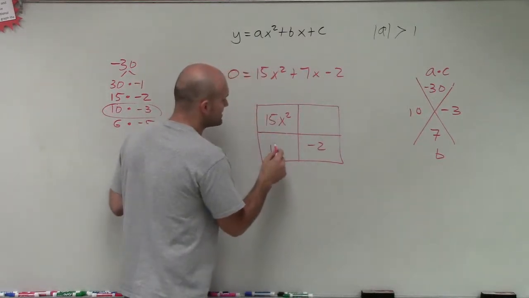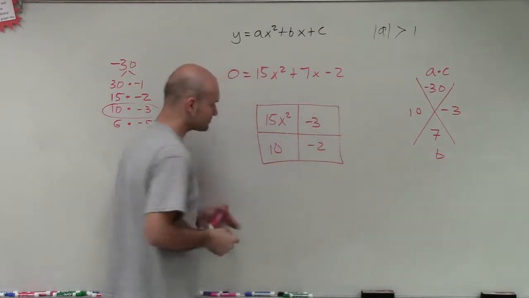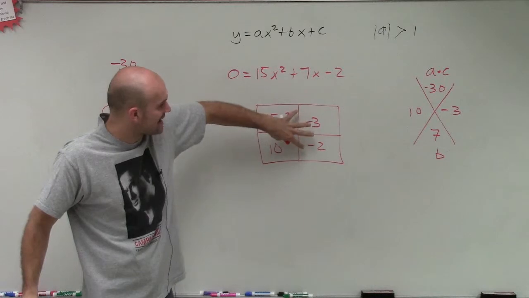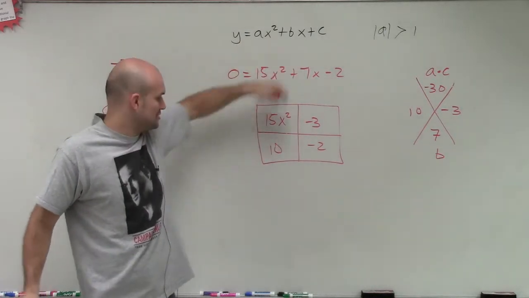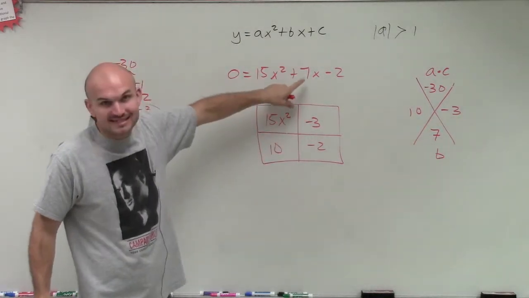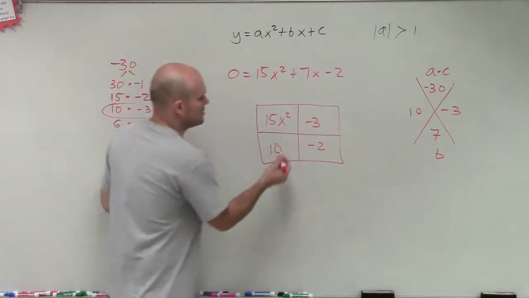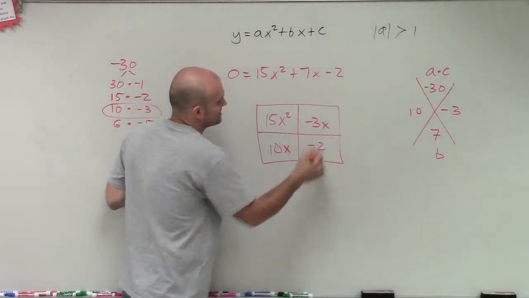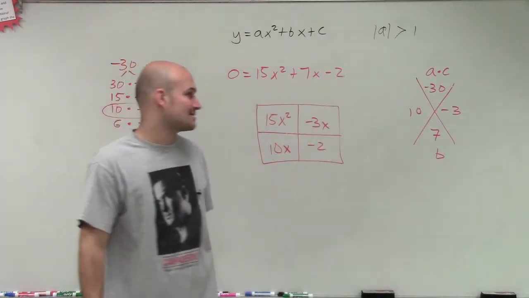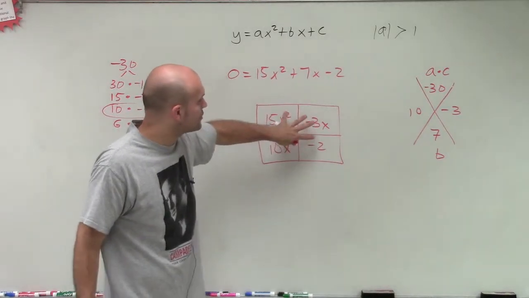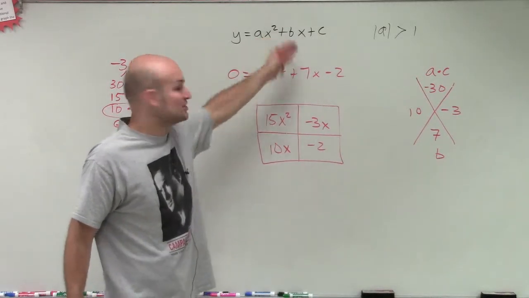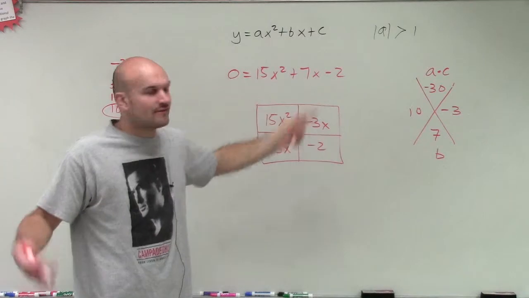However, when we write these in here, we need to make sure that this box represents this expression. So 10 plus negative 3 gives me 7. It does not give me 7x. So I need to make sure I rewrite these as 10x and negative 3x. Now this box represents this expression. They're the exact same values, just written in different forms.